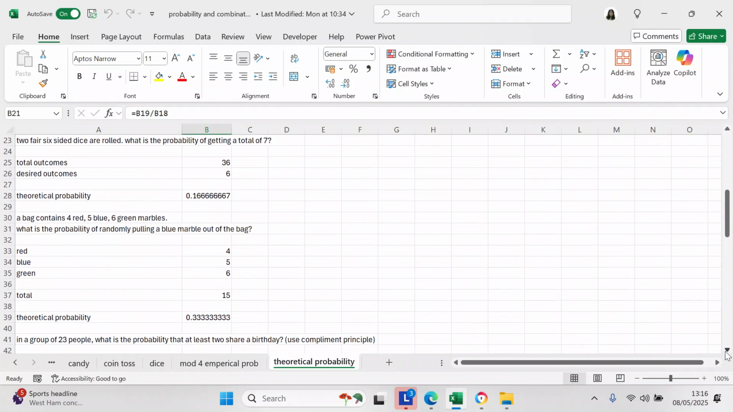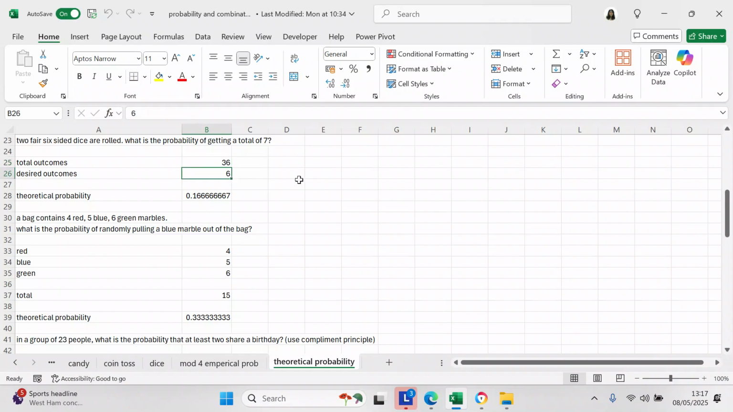The next question we have is 2 fair-sided dice are rolled. What is the probability of getting a total of 7? So basically, you're going to have total outcomes is 6 times 6 because you've got 2 fair 6-sided dice. So that's going to be 6 times 6. So you're going to have 36 total outcomes.